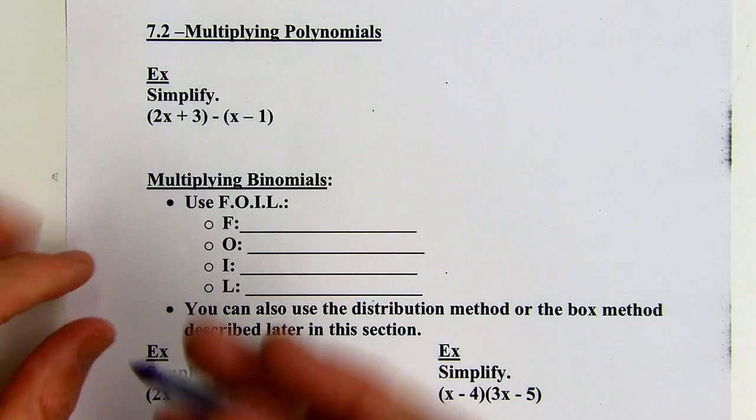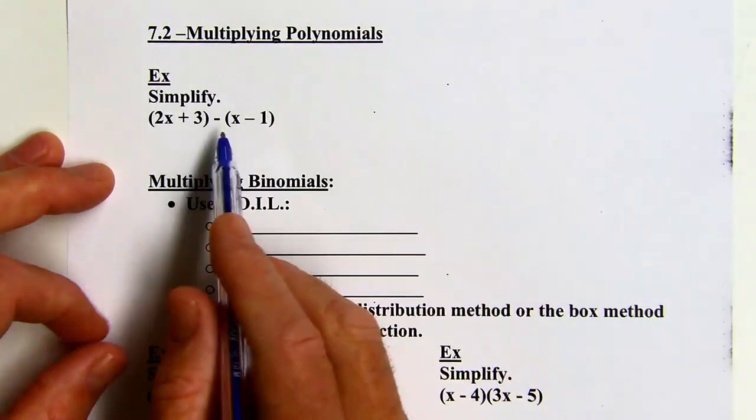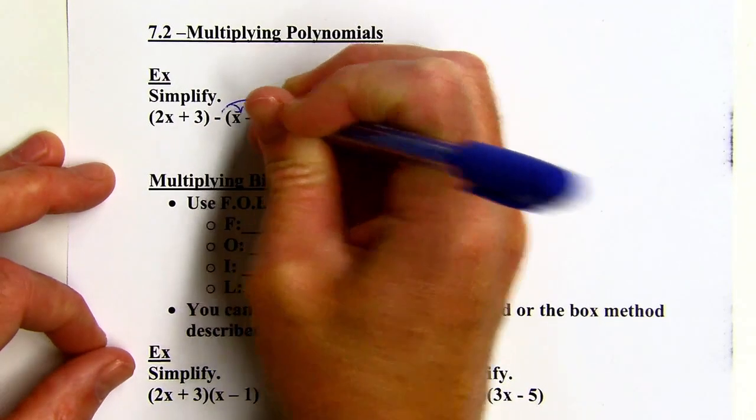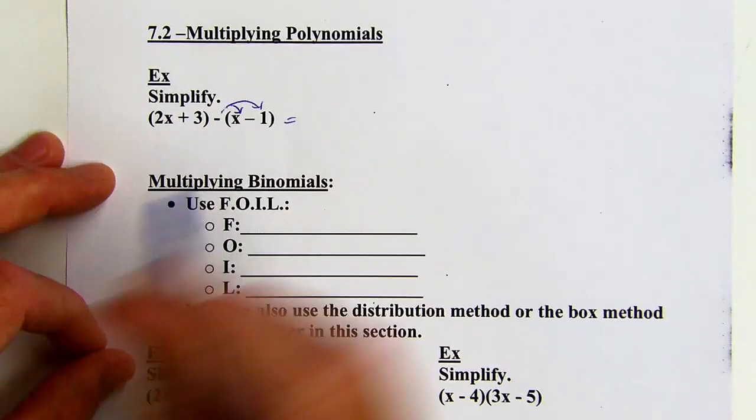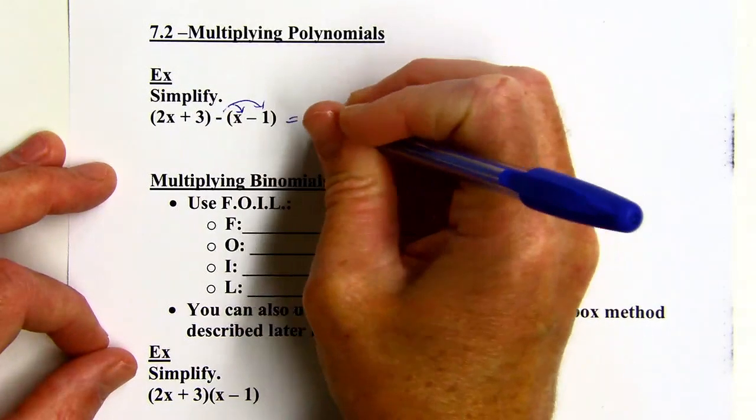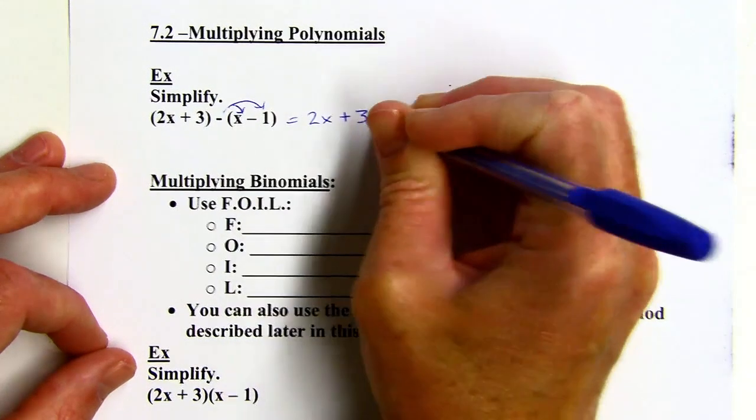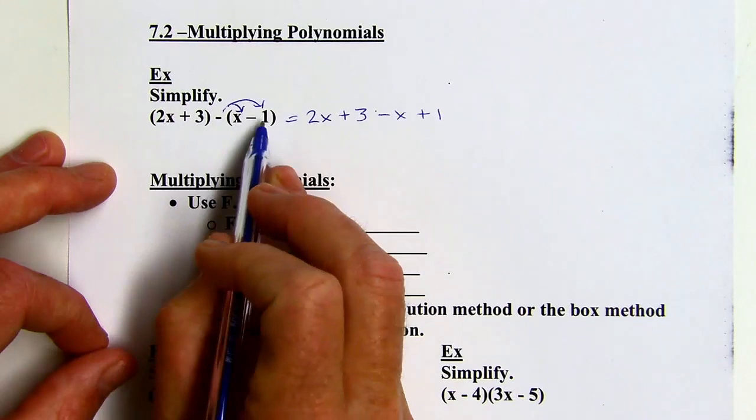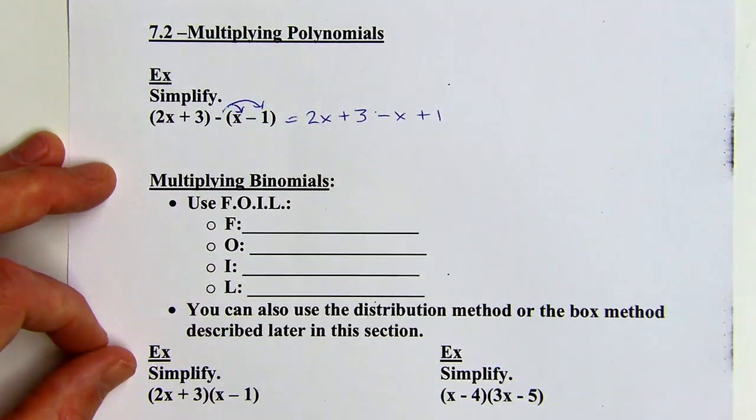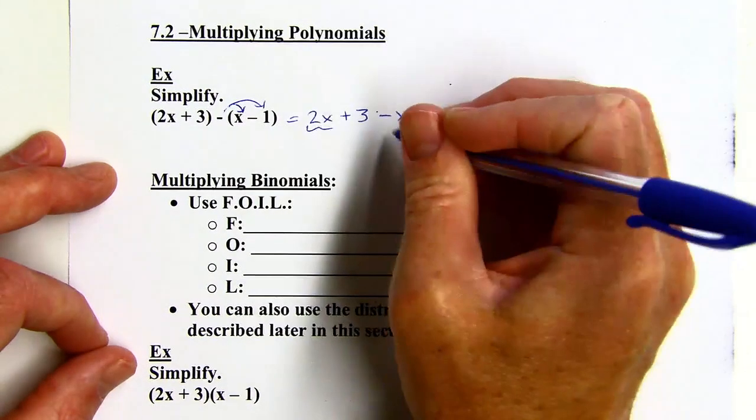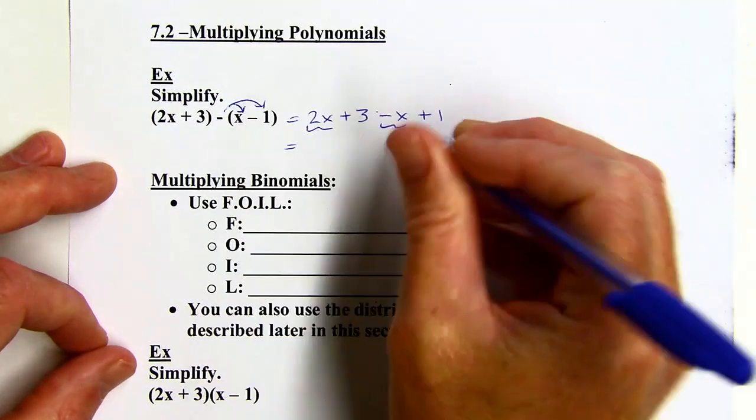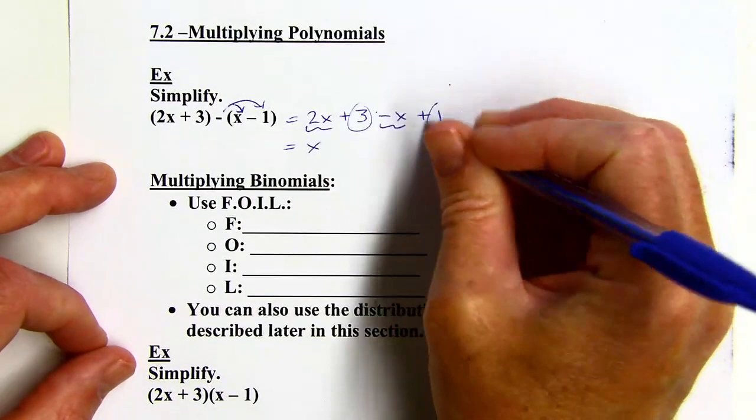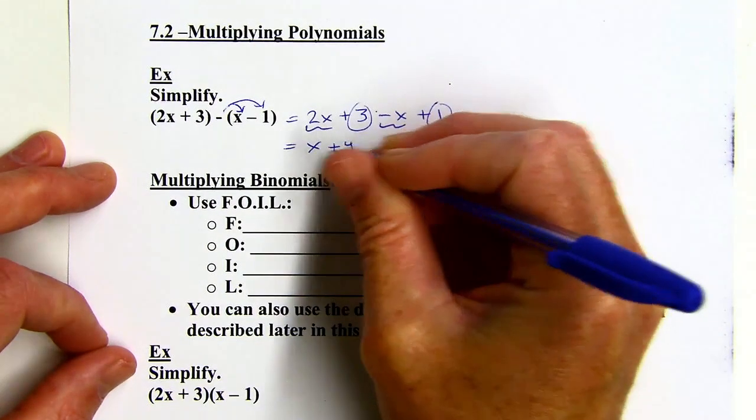Okay, so when we're adding or subtracting, first you want to write it without parentheses, and in this case it means you'd have to distribute the negative to that second binomial. So without parentheses, 2x plus 3 minus x plus 1. Right? The opposite of negative 1 is positive 1. And then I would combine like terms. So those are like terms. 2x minus x would be 1x. And then the 3 and the 1 combine to 4. So this would be x plus 4.